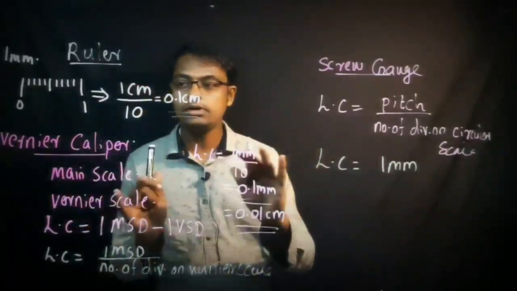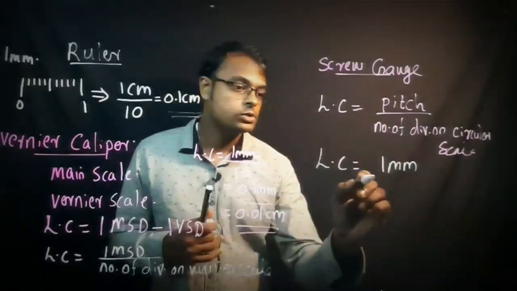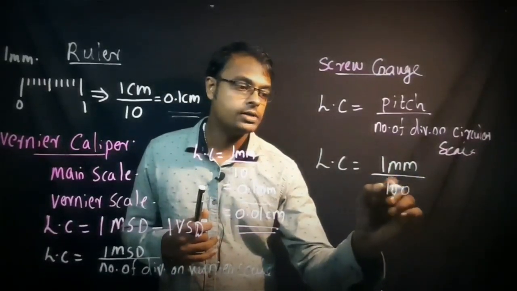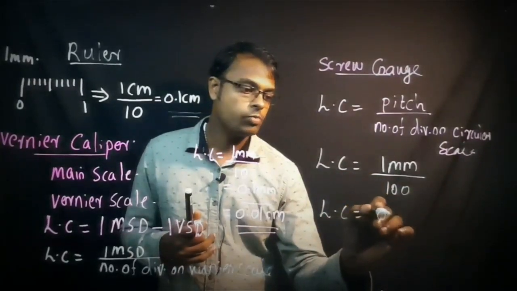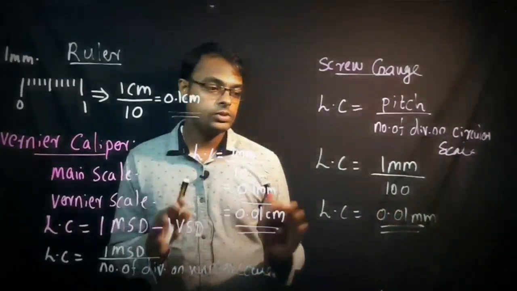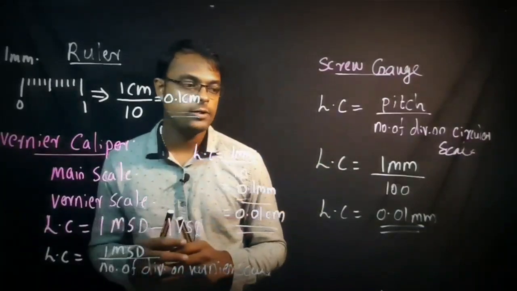For vernier caliper and screw gauge we are going to do the practical, so we will discuss later. So 1 mm divided by the number of divisions on the circular scale, usually 100, so the least count is equal to 0.01 millimeter. Now just imagine, all the units are in millimeter.